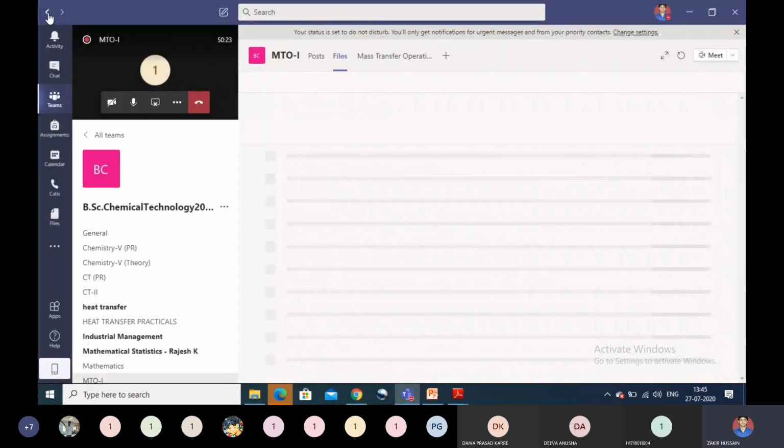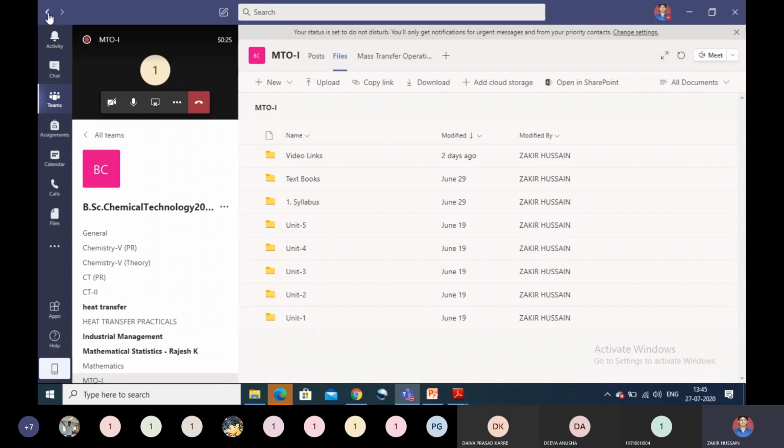If you want, I can share through WhatsApp also. Otherwise, you can just go to this one, and unit 1 you can say. Do you want me to share through WhatsApp? Anybody? Share, sir. No need, share sir. WhatsApp, WhatsApp I have to share.